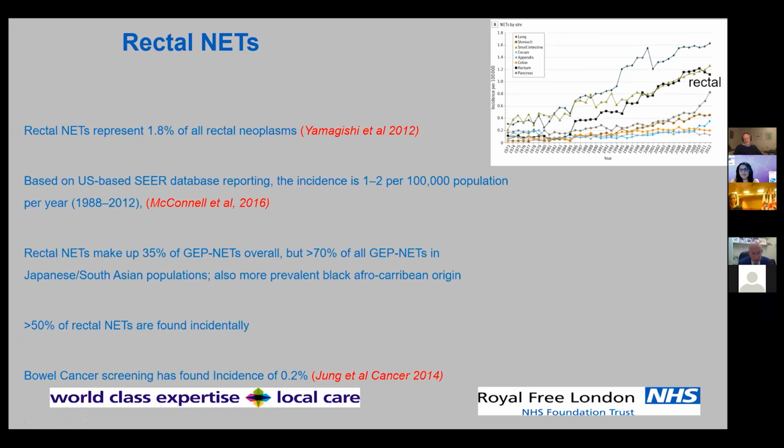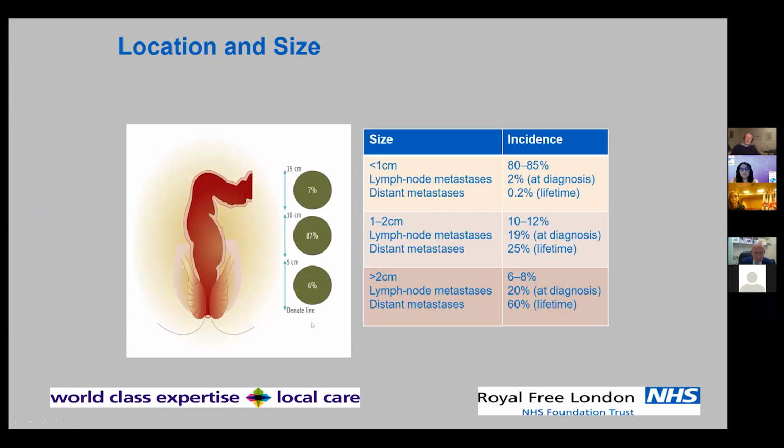in Southeast Asian populations, and also in people of Black Afro-Caribbean origin as well. I think looking at the ethnicity and the epidemiology of all neuroendocrine tumors is important from that perspective. Most are found incidentally, though, when patients are undergoing colonoscopy for other reasons. Most rectal neuroendocrine tumors occur just above the anal canal, within the middle of the rectum. If it's less than a centimeter, the chance of the neuroendocrine tumor spreading is very, very small.